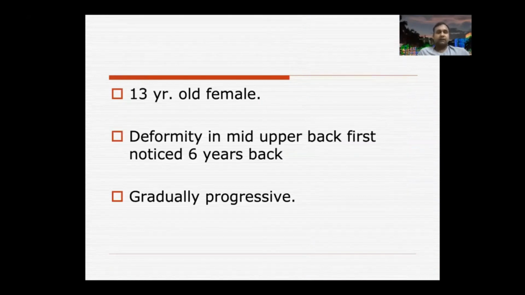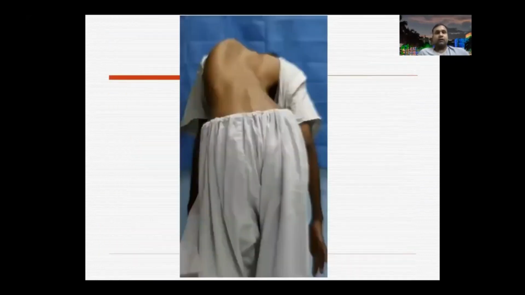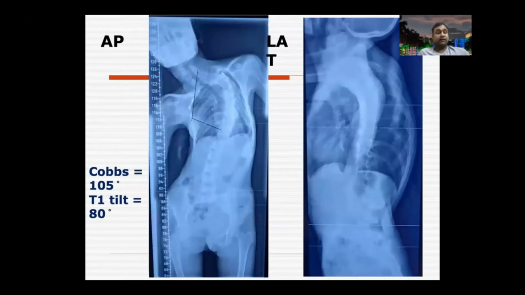Coming to another case, a 13-year-old girl with deformity in the mid upper back, which is gradually progressive. And if you see clinically, this sort of double curve. And if you look at the neck also clinically, the neck also shows some amount of rotation. If you could make out, there is a rotation in the neck as well. So these were the X-rays, and again we may argue that this may be some sort of neuromuscular or syndromic condition, but we couldn't fit it into any other category. We couldn't find anything else. So either we classify it as AIS or not.